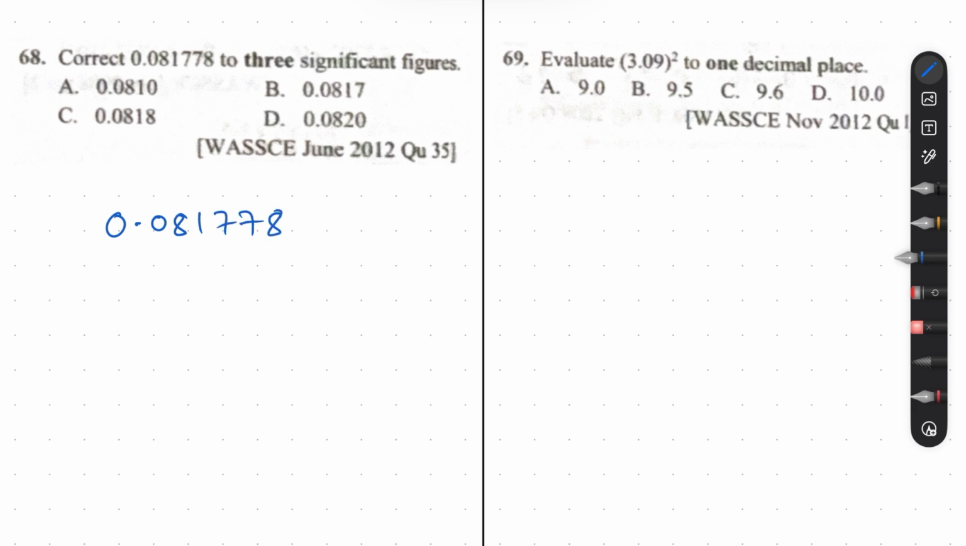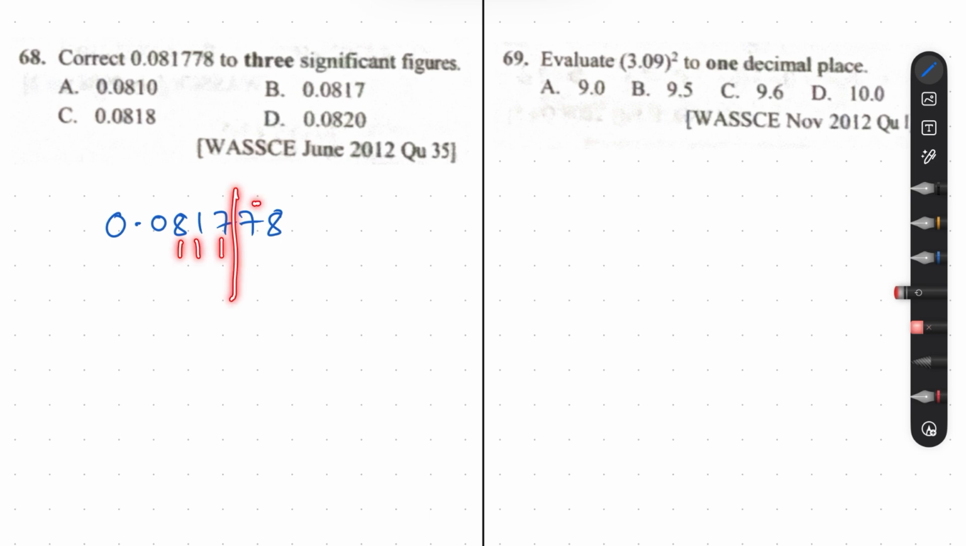0.081778. So now we just need to count which is the first significant figure. Is here, right? Okay, so this is the first one. 1, 2, 3. We are looking for what? 3 significant figures, so we stop right here. Okay, now we need to look at the number after the third significant figure.